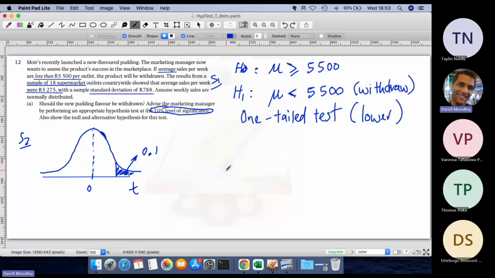That's determined by your degrees of freedom, which is abbreviated as DF. Your DF is simply your sample size minus 1. That's it, it's as simple as that. Your sample size, if you look at the text, is 18 here. So your DF is simply 18 minus 1, which is 17. And that tells you which row to stop at.